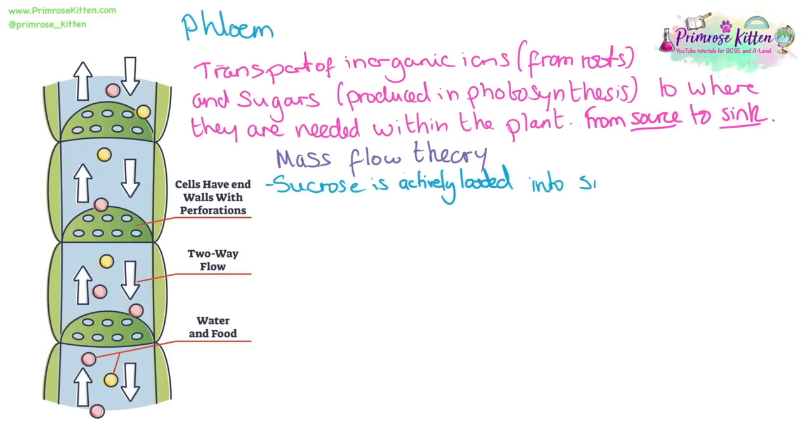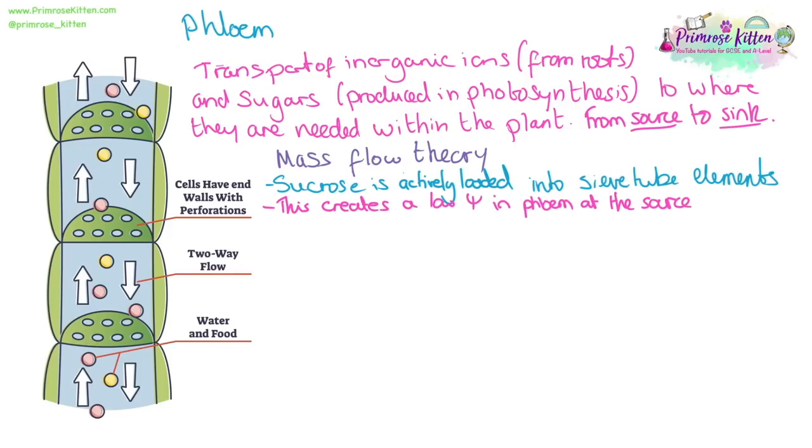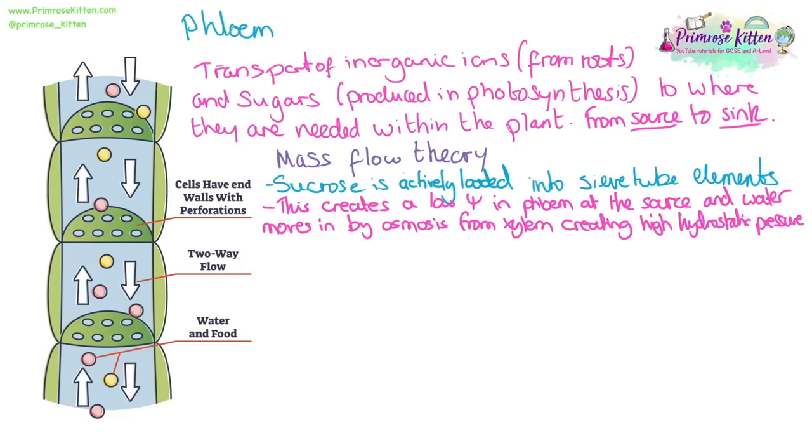Sucrose is actively loaded into sieve tube elements. This creates a low water potential in the phloem at the source and causes water to move in by osmosis from the xylem. This increase in volume creates high hydrostatic pressure. Mass flow of solutes then occurs down the pressure gradient to sinks where sucrose is being used up. This is a very brief summary of the mass flow theory. Remember, if you want more detail, go to the topic video.